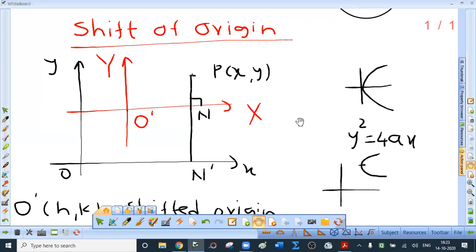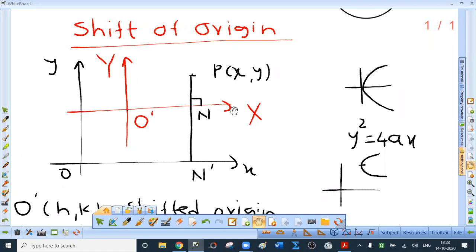But for that, we must obtain the relation between the old coordinates of a point, the new coordinates of a point, and the coordinates of the shifted origin. Suppose x and y, small x and small y, are the old x and y coordinates. Suppose we shift the origin to the point O dash. Now I take the coordinates of the shifted origin as (h, k).